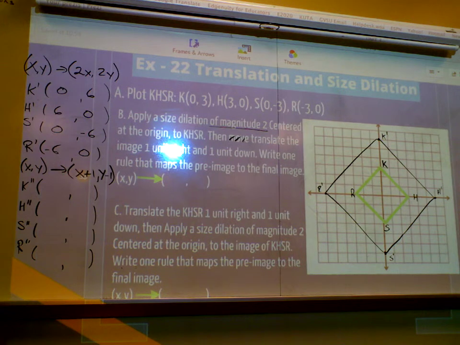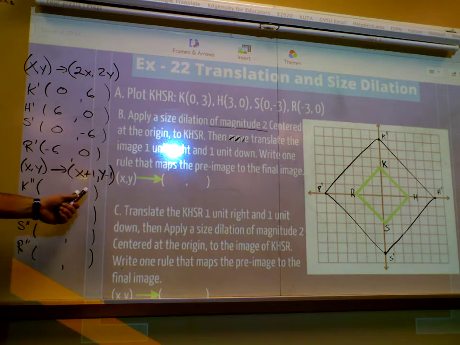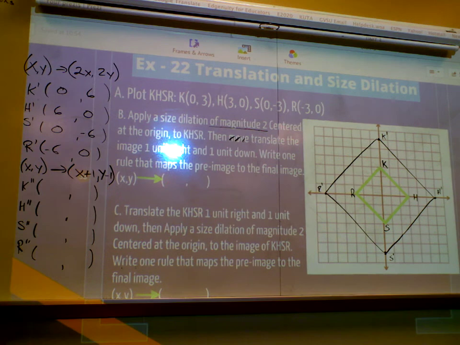You guys do the translation? You gotta apply this one. Add 1 to all your x's, subtract 1 from all your y's. Negative 6 plus 1? Negative 5. Negative 6 minus 1? Negative 7.